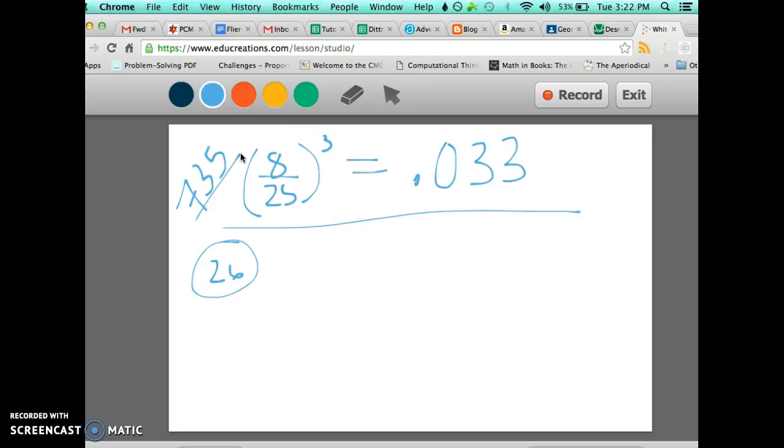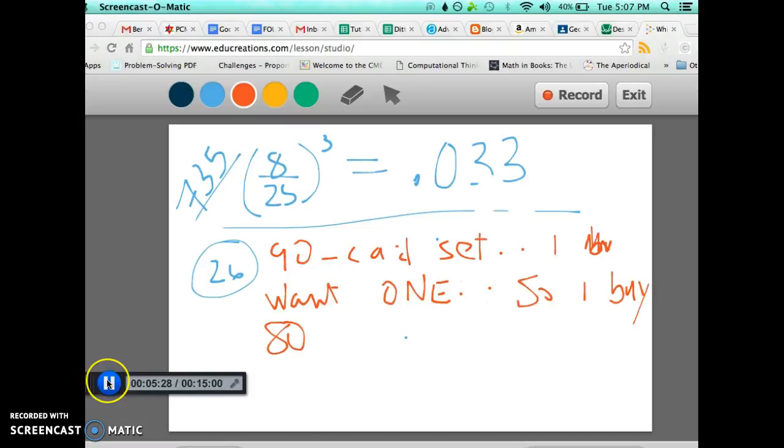So we're trying to get one card out of 90, and we're buying 80 cards. Now, if this were easy, if this were 7th grade, it would just be 80 out of 90, and we'd call it a day. But we know it's not that easy, right? So again, the problem states it's a 90 card set. I want one, and I buy 80 cards. I buy 10 packs of cards. Each of them has 8 cards in it, all in an attempt to get this one card.